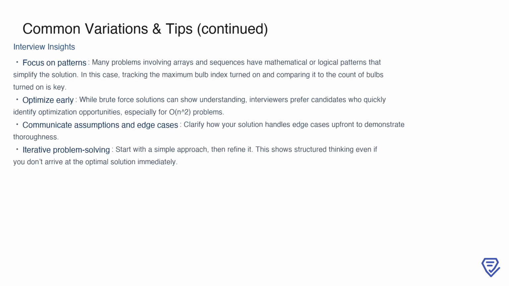To excel in interviews, it's important to focus on patterns. Many array and sequence problems can be simplified by spotting mathematical or logical patterns. In this problem, for example, tracking the maximum bulb index turned on and comparing it to the count of bulbs turned on is a key insight.